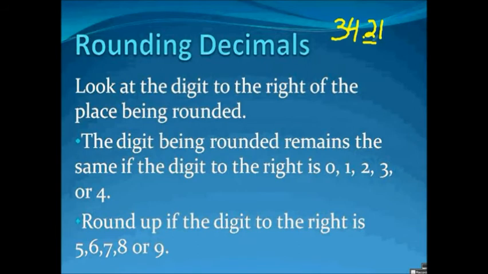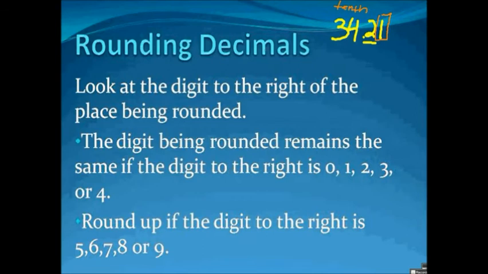Well, what we're going to do is underline the tenths place, and then I'd like for us to box in the place directly to the right, which would be the hundredths place. So it says you want to look at the digit to the right of the place being rounded. So I want to look at the 1, because we're going to round to the nearest tenth.